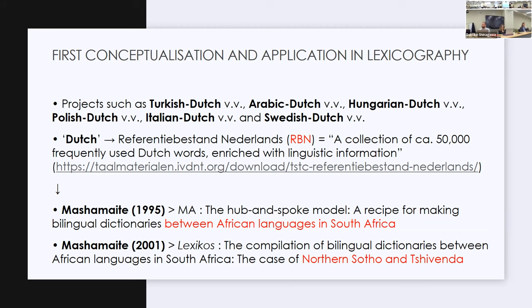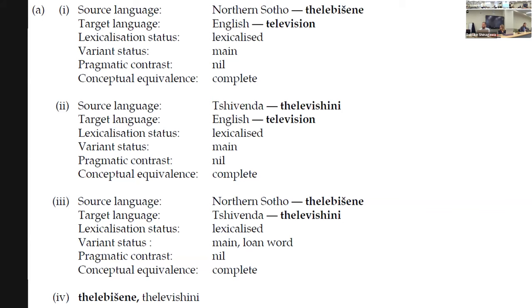Now, that concept that was applied in the Low Countries was developed for South Africa. After 94, suddenly South Africa became democratic. I'm talking now 94, 95. Masha Maite developed in his MA the hub and spoke model with the idea, let's do this for the 11 official languages, the new official languages in South Africa. And later he wrote about it also in the journal Lexikos. We applied it to Northern Sotho and Tshivenda, two of the official languages in South Africa.